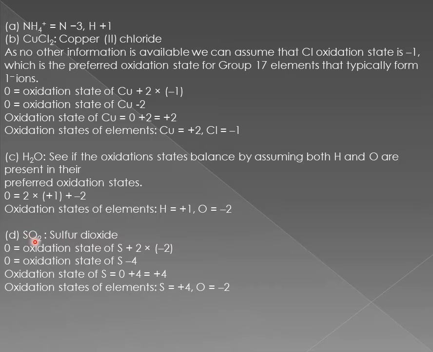Question D, sulfur dioxide. So 0, this is the charge of the whole species, equals the oxidation state of sulfur plus 2 atoms of oxygen times -2, the oxidation state of oxygen. So for the oxidation state of sulfur, the -4 moves to the other side, it will be +4. So sulfur is +4 and oxygen -2.